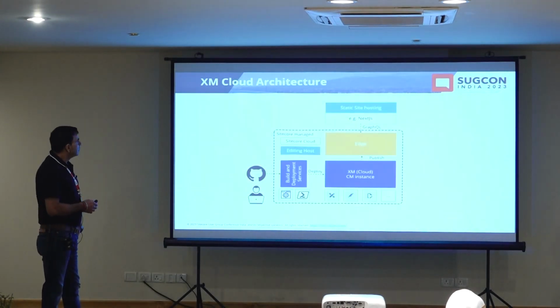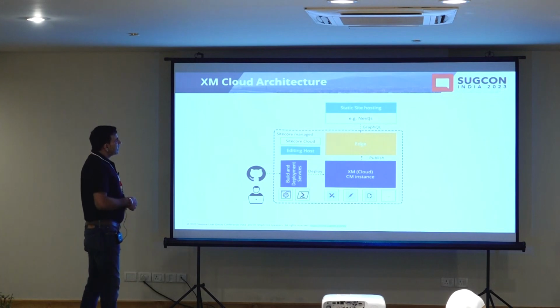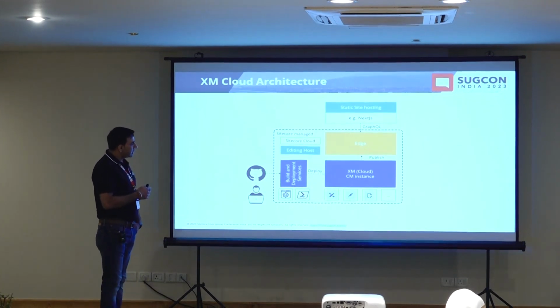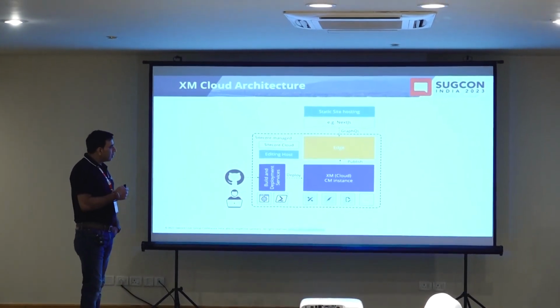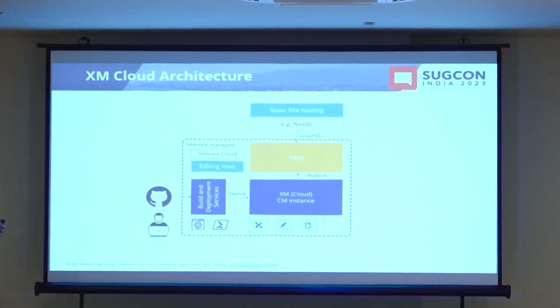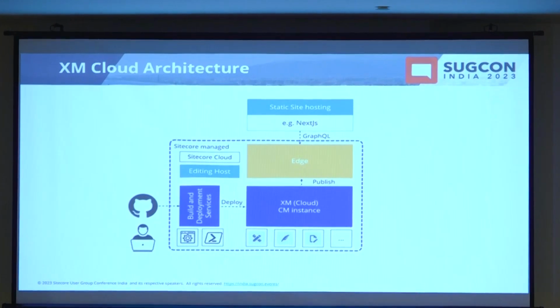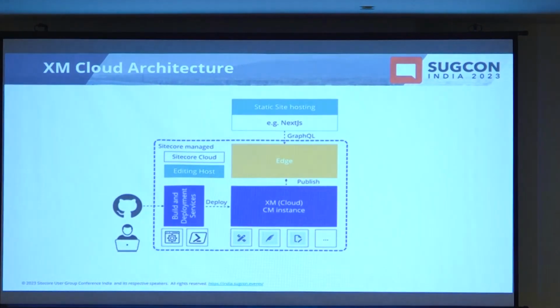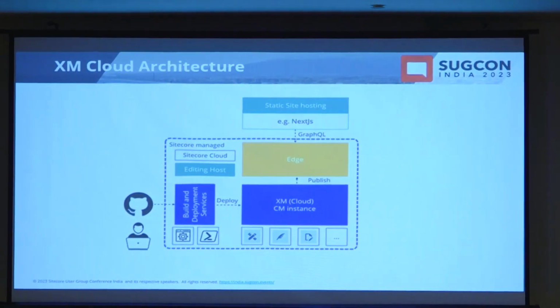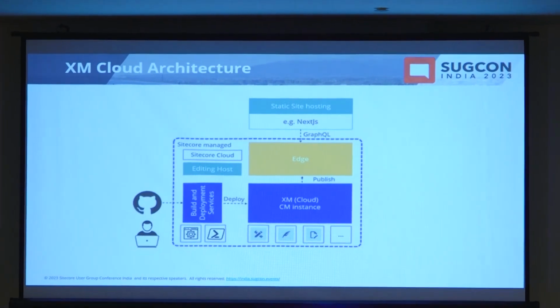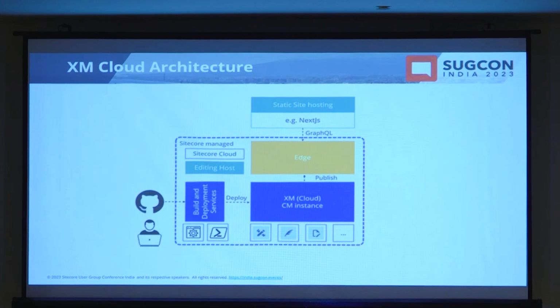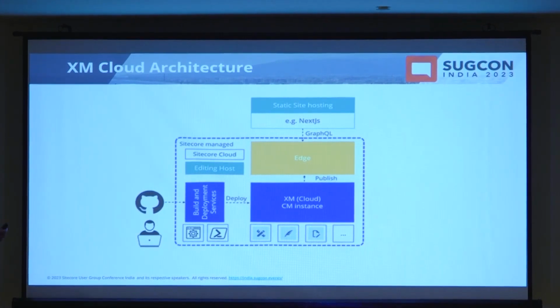So this is the XM Cloud architecture. As we have mentioned, we have the automatic built-in deployment feature, deployment services, through which you can deploy your stuff on XM Cloud, and Edge gives you the flexibility to publish the content, and through Next.js it can be served to the external world. We are going to explain it in more detail in the upcoming presentation slides.